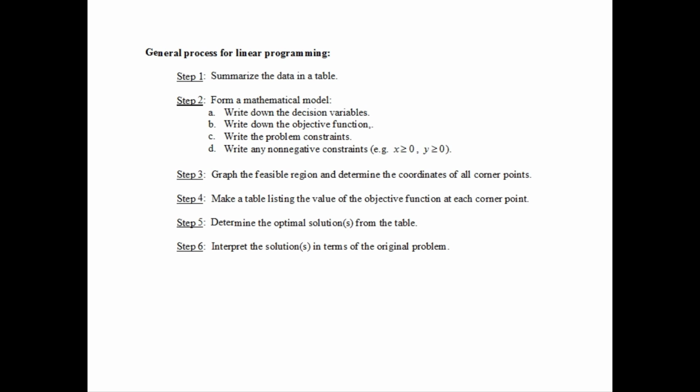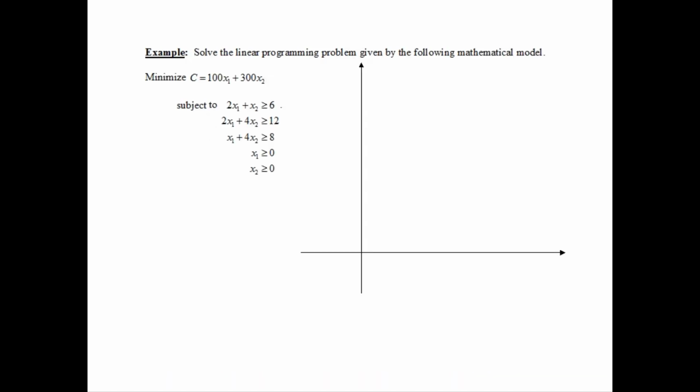Okay, general process. If we're creating our own model, it may be helpful to summarize the data in a table. This step is optional. Then we're going to create the mathematical model, and we're going to write down the decision variables, the objective function, the constraints, and any non-negative constraints. Then we're going to graph the feasible region and find the corner points like we've done before. Then we're going to determine the objective function at each corner point, and then we're going to determine the optimal solution, if it exists, and then we're going to interpret that in terms of the original problem.